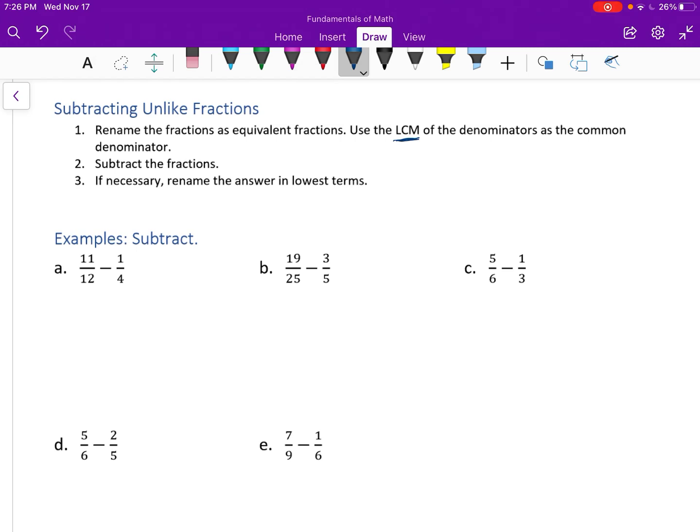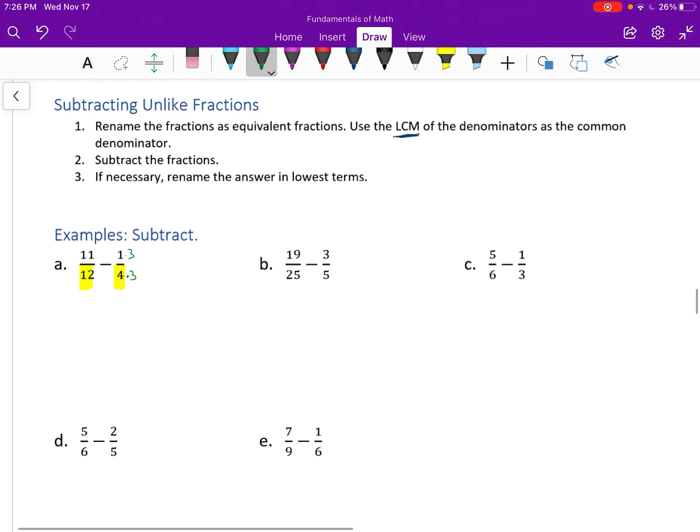So 11/12 minus 1/4. Well, that's taking twelfths and subtracting fourths, and that can't be done. So we want to find the least common multiple of 12 and 4. So I'll count by 4. 4, 8, 12. Both 12 and 4 go into 12. So that's our least common multiple. So how do we get 4 to be 12? We multiply by 3, which means we need to multiply the numerator by 3. So now we have 11/12 minus 3/12, and 11 minus 3 is 8.